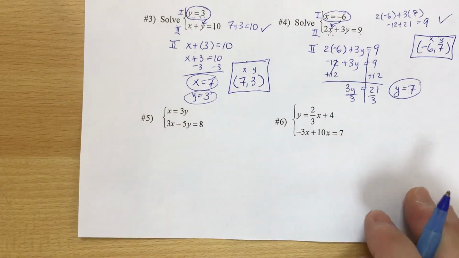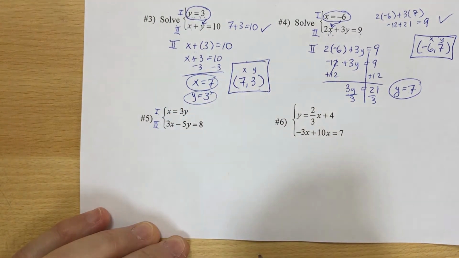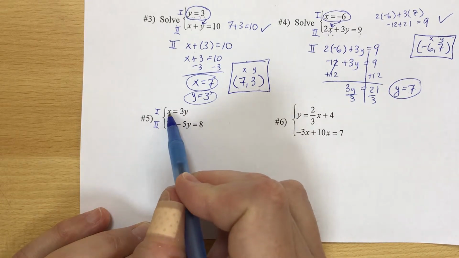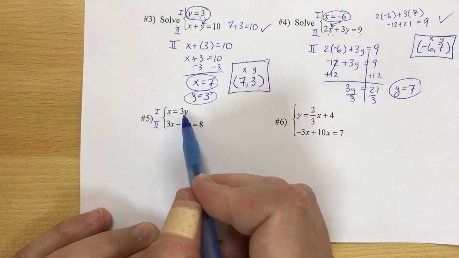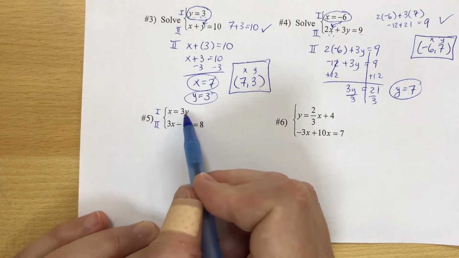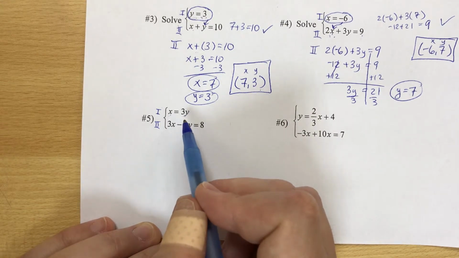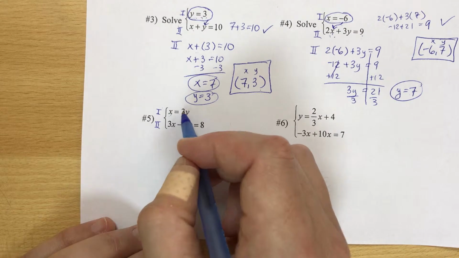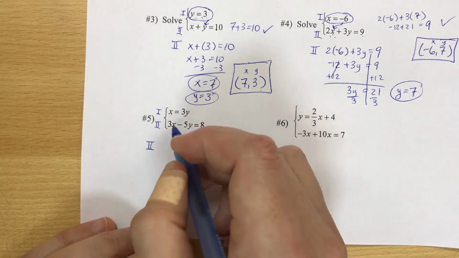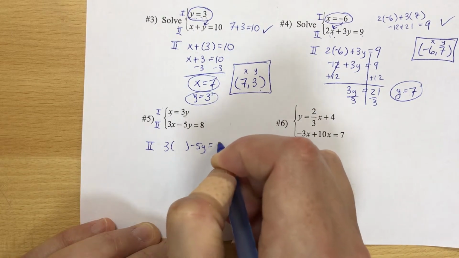All right, number 5 is a little bit different. Equation 1, equation 2. And the difference is that, okay, equation 1 is solved for x. It's x equals, but it's not a number, it's an expression. X is equal to 3y. Now you might think, oh, that's going to make it harder. Well, not really. If it's x equals, I'm going to take equation 2, and I'm going to do 3 times x minus 5y equals 8.